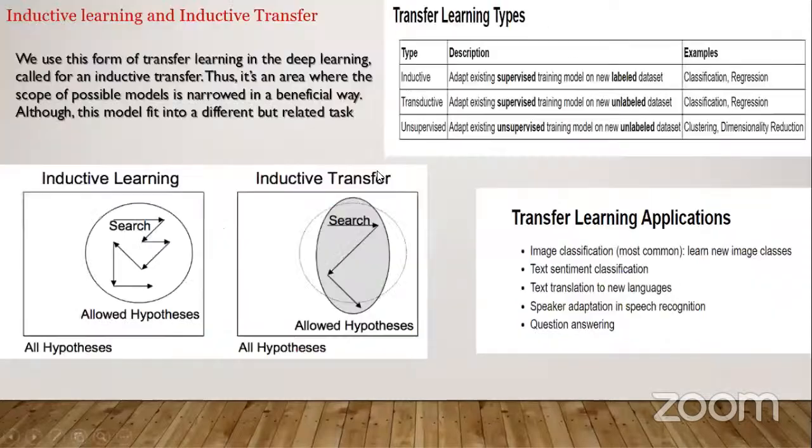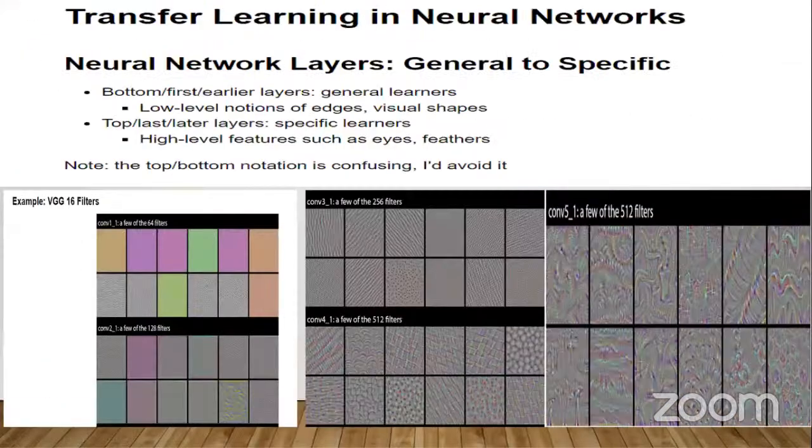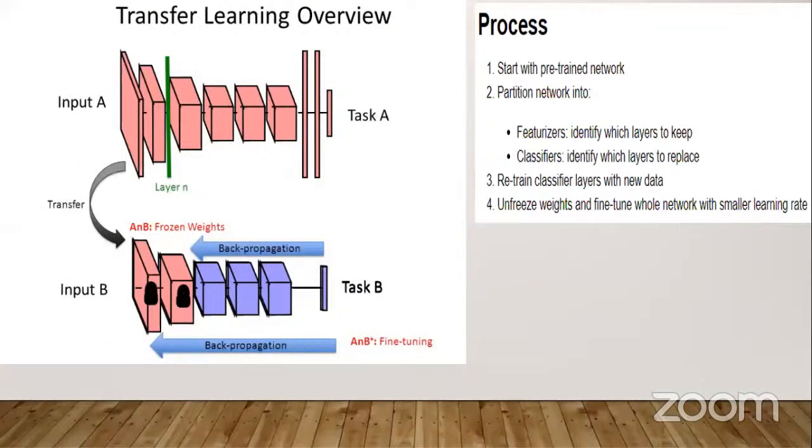Let's move to the next thing. These are certain learning techniques, so I will not go into details. Neural network layers, specific to general. In the transfer learning overview, the input is given to a bigger model, and that model is trained on task A. Again, that model will be taken, and again a different model.